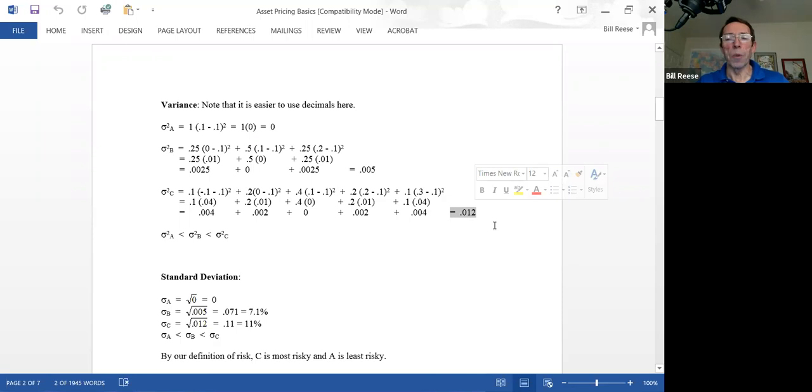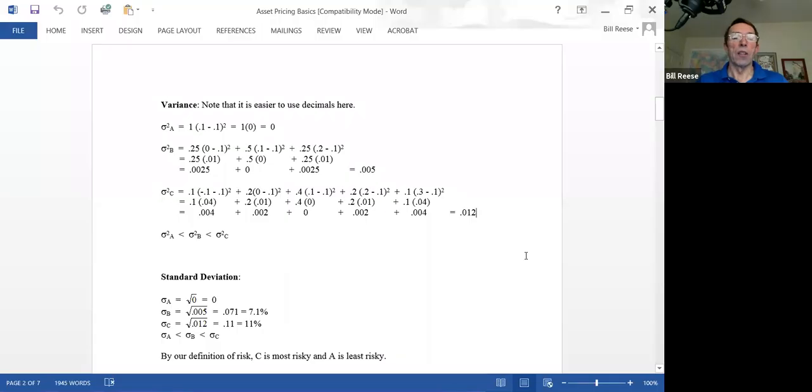Well, that's not 12%. It's 0.012. I'm sorry, I misread there. 0.012. So the variance of A is 0. The variance of B is 0.005. And the variance of C is 0.012. And it's pretty easy to see that C varies more than B, which varies more than A, which doesn't vary at all.